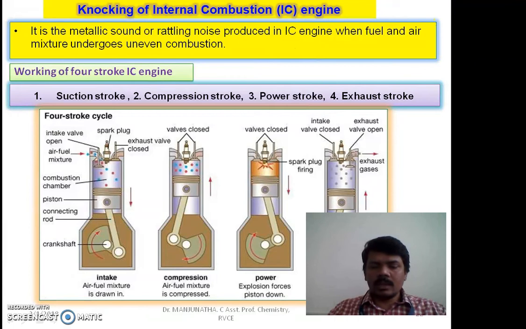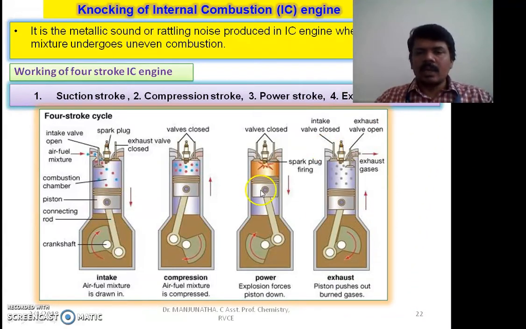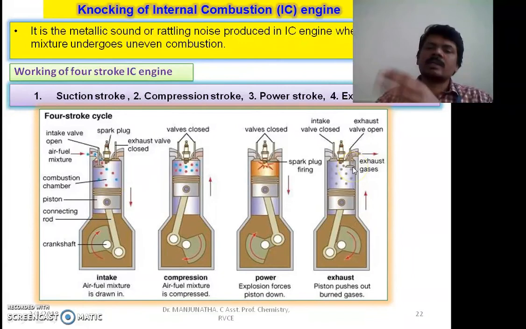Next, in the last stroke, once the fuel has undergone complete combustion, the piston is pushed back again. As a result, all the burned gases, carbon dioxide and other gases, are let out through the exhaust. During this stroke, the outlet is kept open, so all the burned gases escape through this exit. Inlet is closed and outlet is open.